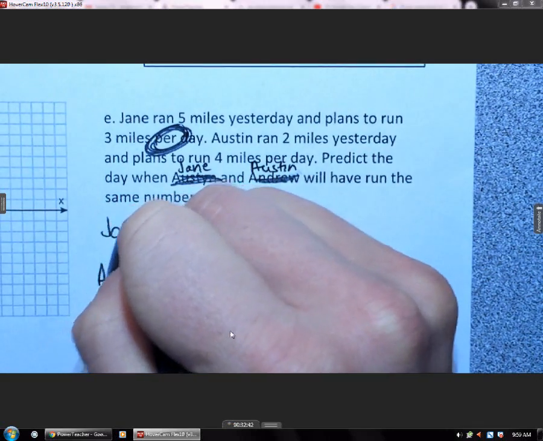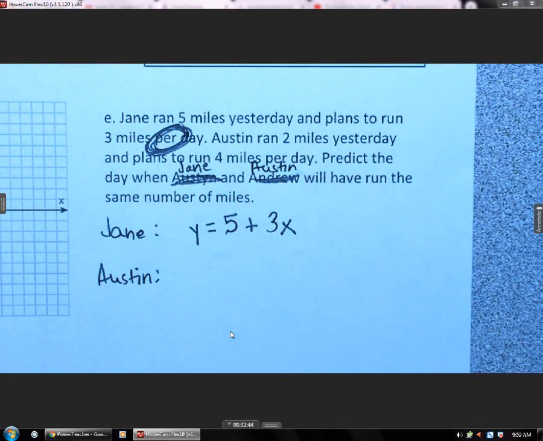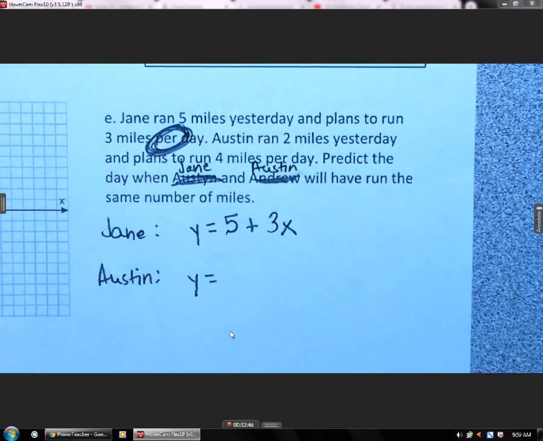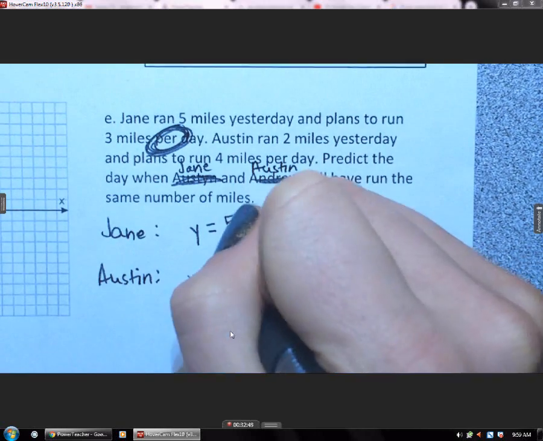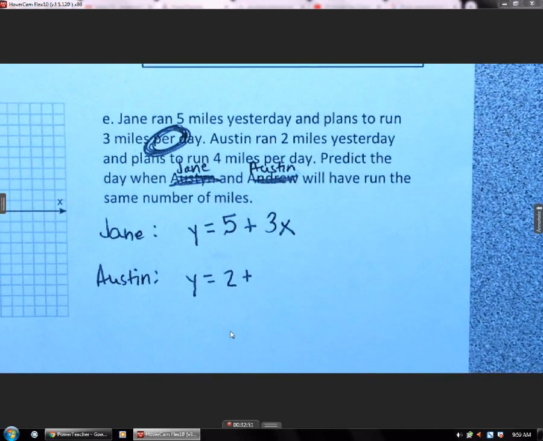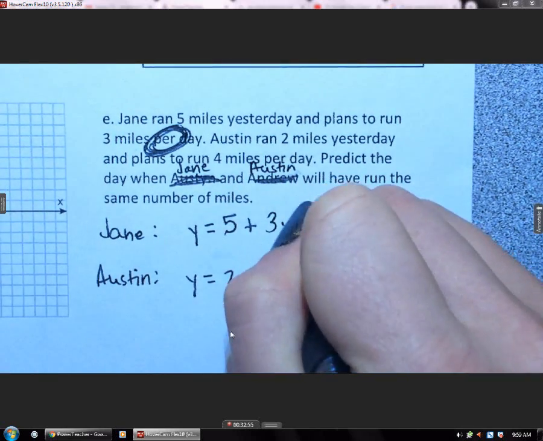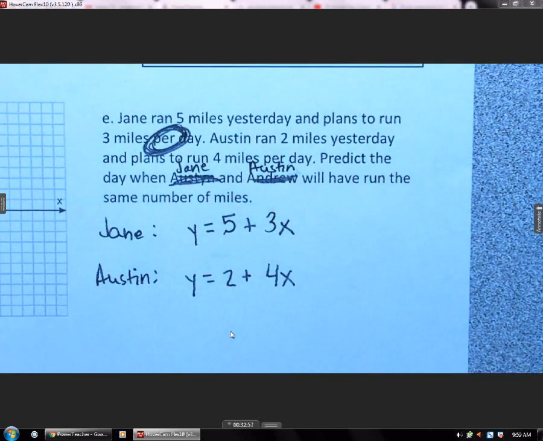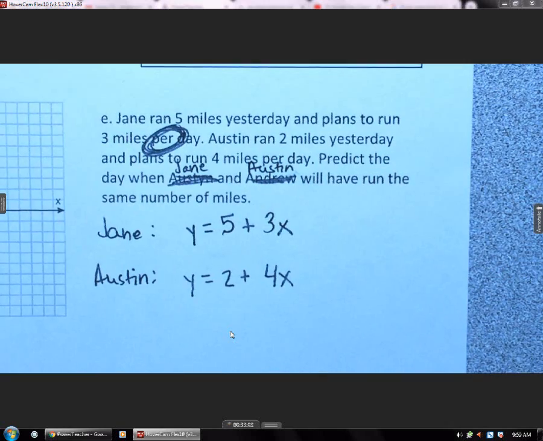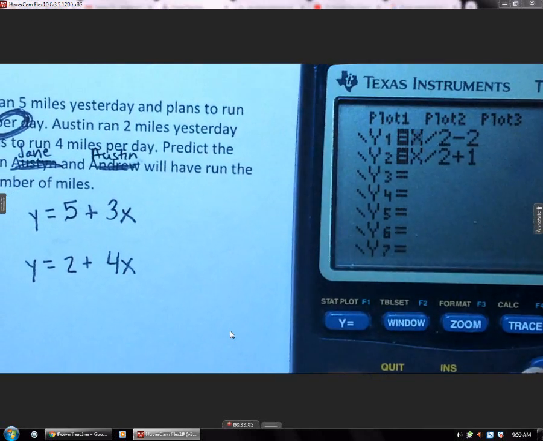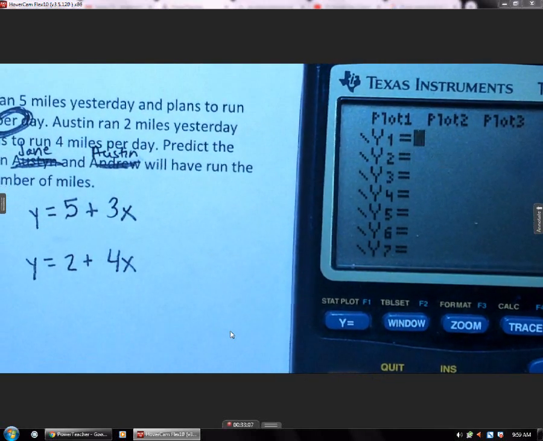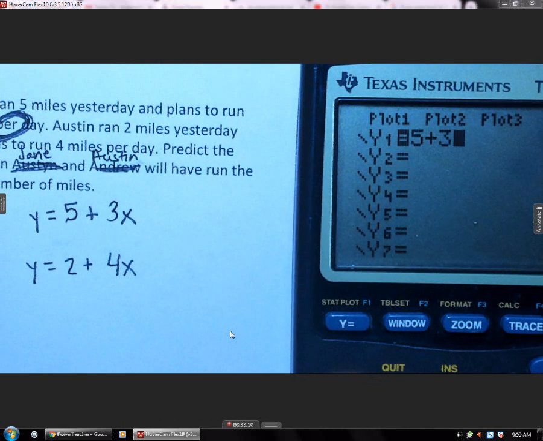Austin is going to have a similar situation. So he ran how many miles yesterday? 2. Plus, he's going to run 4 miles per day. Predict the day when they would have run the same number of miles. Guess what? We can use the calculator to do this for us. Y equals, clear these babies out. 5 plus 3x. 2 plus 4x.